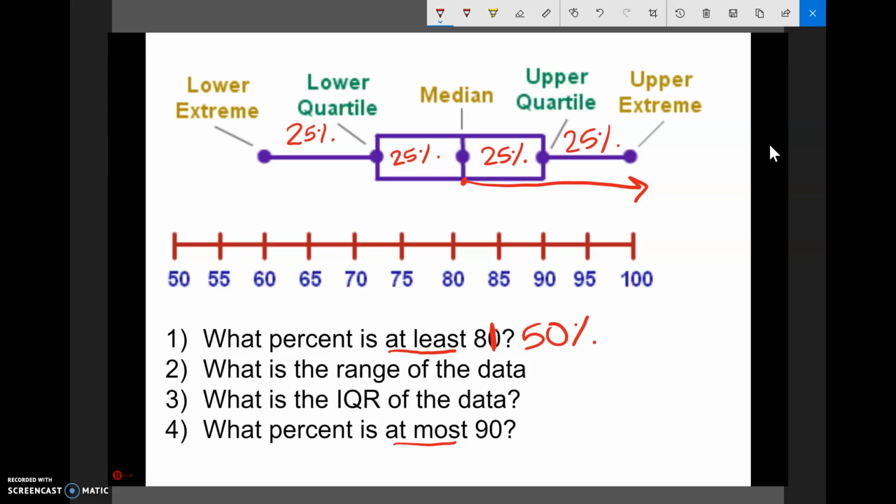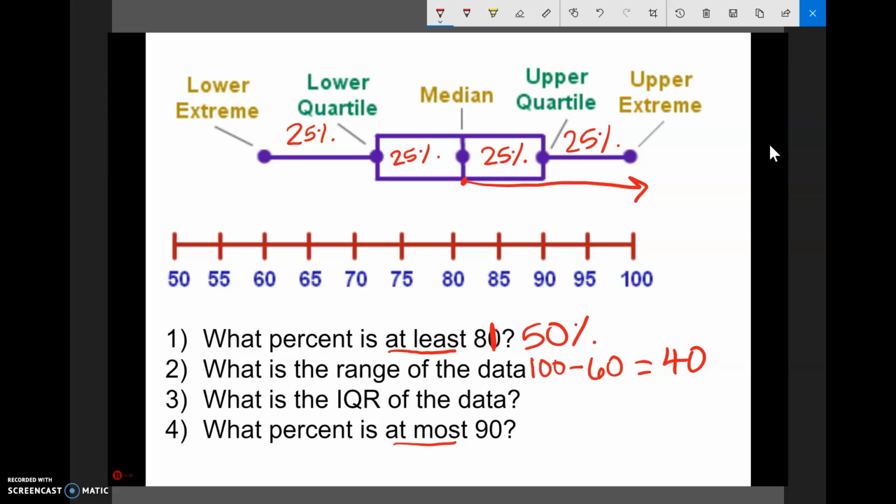What is the range of the data? So remember your range. We talked about this last week. Range is the difference or the distance between your largest and smallest numbers. Well, in this case, we look at our upper extreme and our lower extreme. So 100 is my upper, so I'm going to subtract my lower extreme, and my range would be 40. Range is for the whole entire box plot.